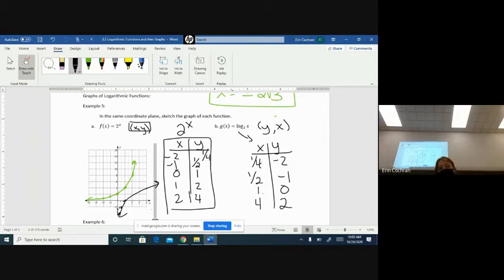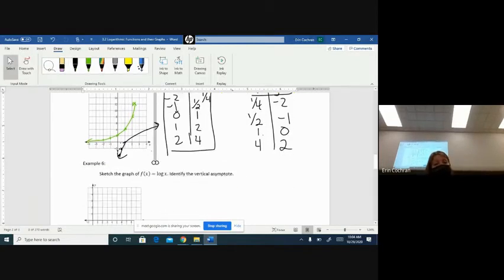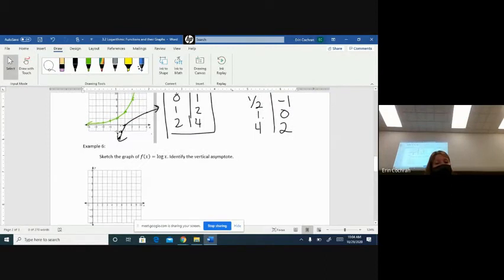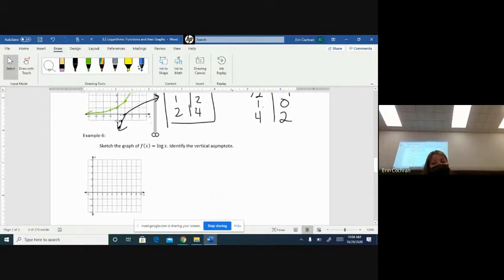All right. Now, in example 6, it says, sketch the graph of f of x equals log x. Identify the vertical asymptote. Okay, so now we can do this two ways. One way is we could go ahead and find its exponential and then flip the coordinates if you want. Or could we just use our calculator and plug things in? Yeah, we could do that.